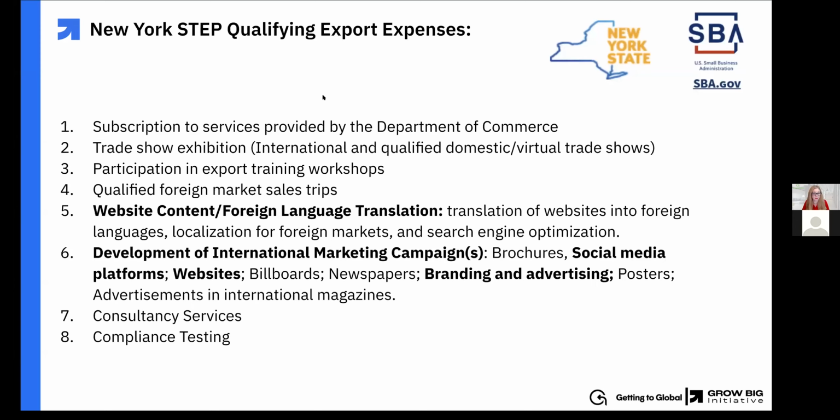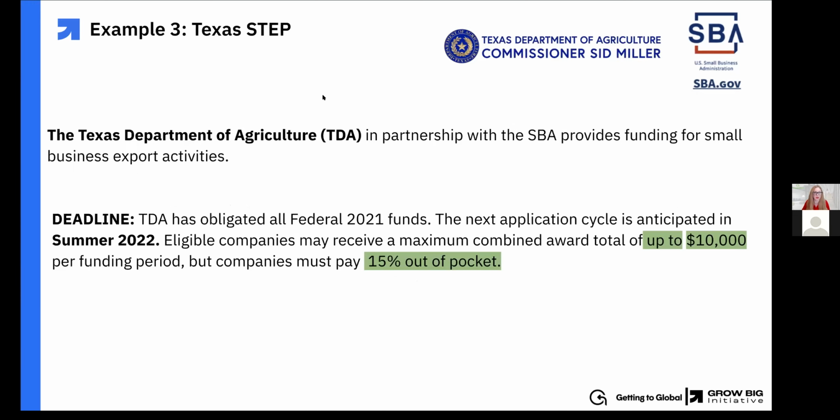That's something California does not have, consultancy services as an expense. And of course, compliance testing, trips, sales trips in foreign markets. These are really great expenses if you live in New York. The grant is open and you can go ahead and apply.